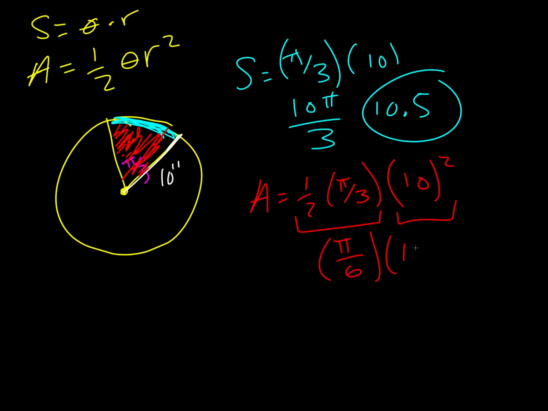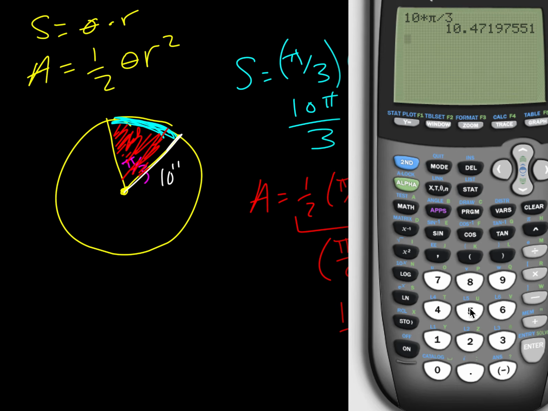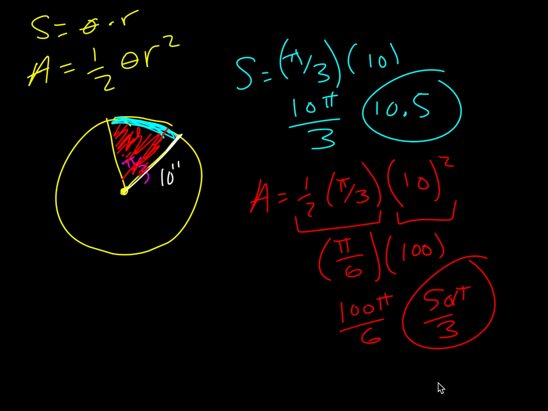If I square this, I get 100. And if I multiply that, I get 100 pi over 6. Divide those both by 2, I get 50 pi thirds for my area. However, most people can't wrap their head around that, so 50 times pi, what was it again? 50 pi thirds divided by 3, we get 52.4.